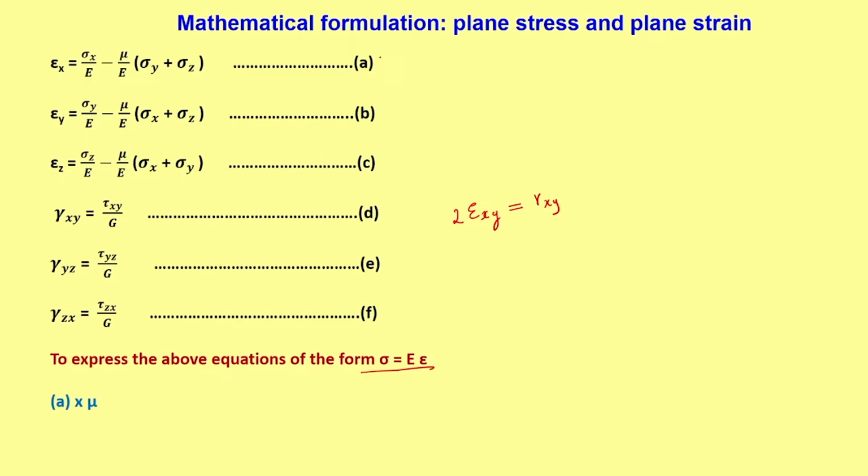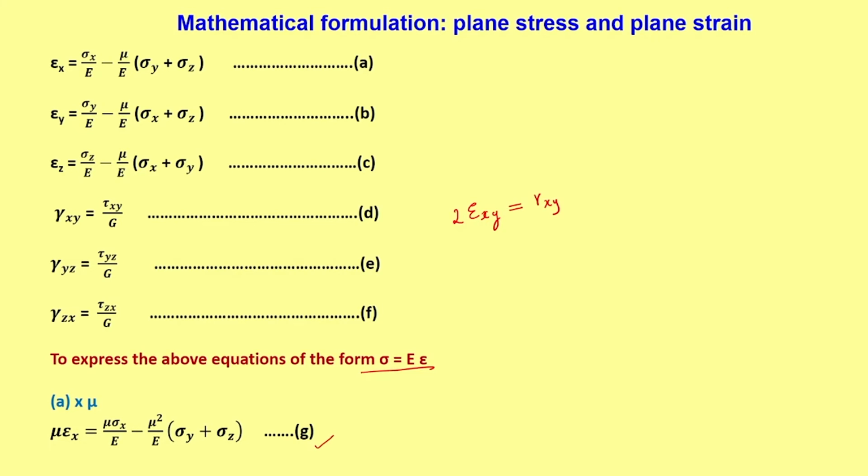The first step is to multiply equation A by mu. So, you will have mu into epsilon x equals mu sigma x by E minus mu square by E into (sigma y plus sigma z). Then do G plus B, where this equation is G. Why should you do G plus B? In the process of doing G plus B, we will eliminate sigma x. That is the whole idea. In whatever manner you can eliminate, you can do that, but this is one particular step.